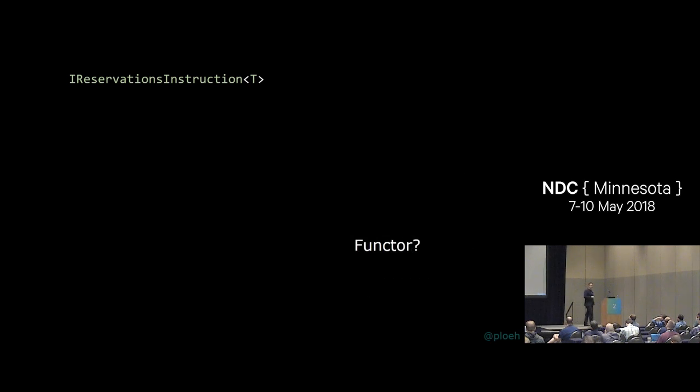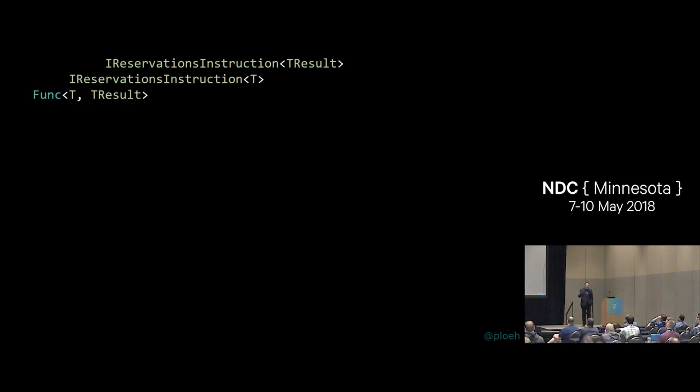So is this a functor? Well, the idea of a functor is just like an enumerable that you can sort of map over. So basically the idea is that if you have an I-reservations instruction of t, can we turn it into an I-reservations instruction of t result? Well, if we have a function that turns t values into t result values, that is. Now if we can do that, then it's probably a functor. Turns out that we can.